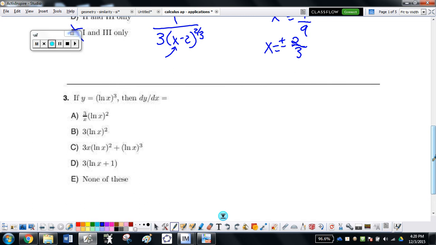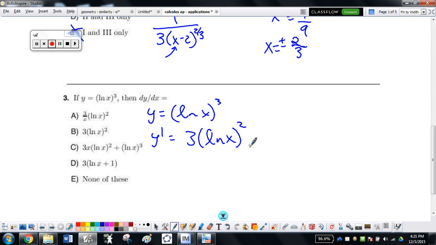How would you guys approach this problem? What would you do? Power rule. Is that it? And then the natural log. Chain rule, which is a natural log, and then if there's anything else, you take the inside part. So indeed, if y is equal to ln of x cubed, y prime, or dy dx, same thing, is equal to 3 ln of x quantity squared, which you'll notice is one of the choices.